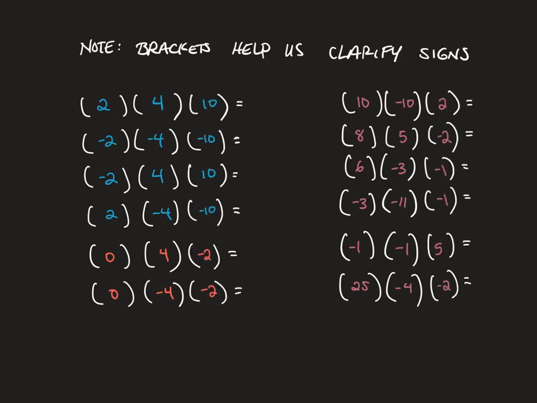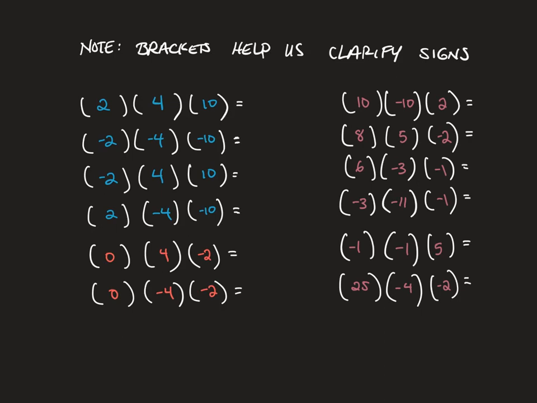Now let's step it up a notch by looking at multiplications of 3 numbers in a row. Pause here and try to figure out if each of these answers is going to be positive or negative. And then on your own notes, put the sign in. Then we'll do the multiplication to find what the number is.